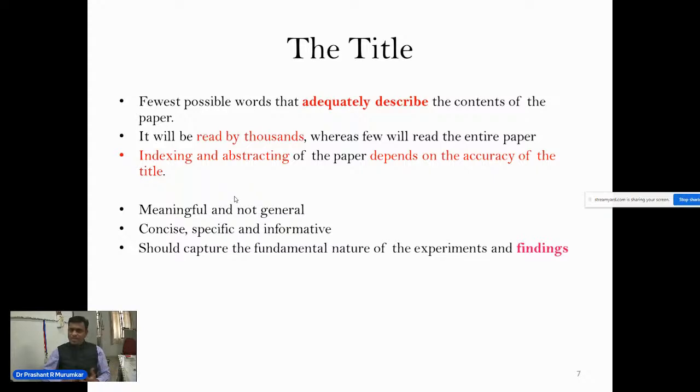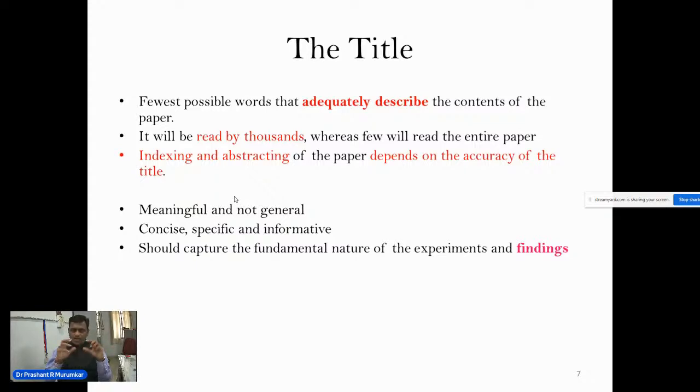So the title should be catchy. Yes, everybody talks about it, but definitely it should not be that general. In the title, there should be the fewest possible words that adequately describe the content of the paper. The most important thing is that whatever the content of the paper is, you are supposed to mention it in one line. With this title only, most of the readers of the journal should be attracted towards your paper, and they should develop interest by reading the title, thinking that yes, I need to go into detail about what is written in the paper. This title will be read by thousands of people, whereas few will read the entire paper. So the title is much more important.